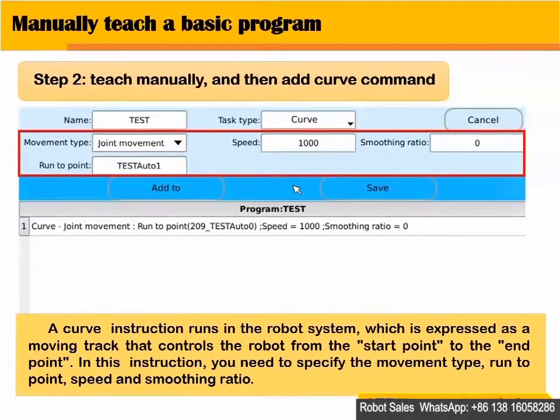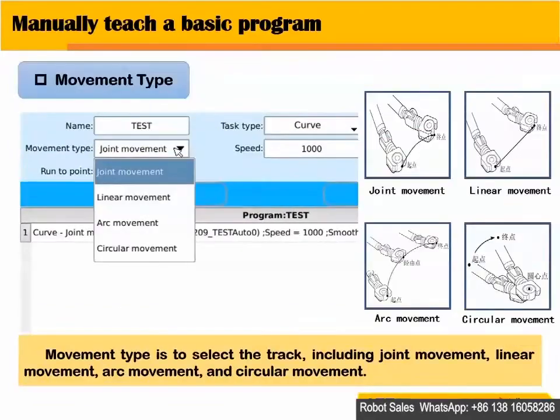A code instruction runs in the robot system, which is expressed as a moving track that controls the robot from the start point to the end point. In this instruction, you need to specify the movement type, run-to point, speed, and smoothing ratio. Movement type. Movement type is to select the track, including joint movement, linear movement, arc movement, and circular movement.